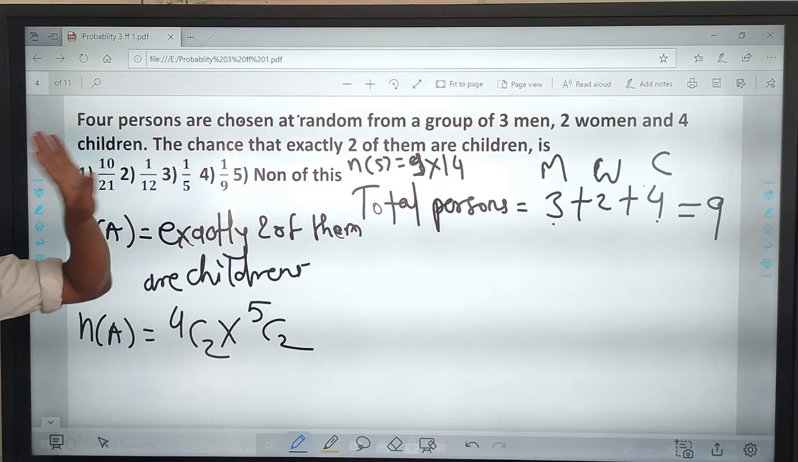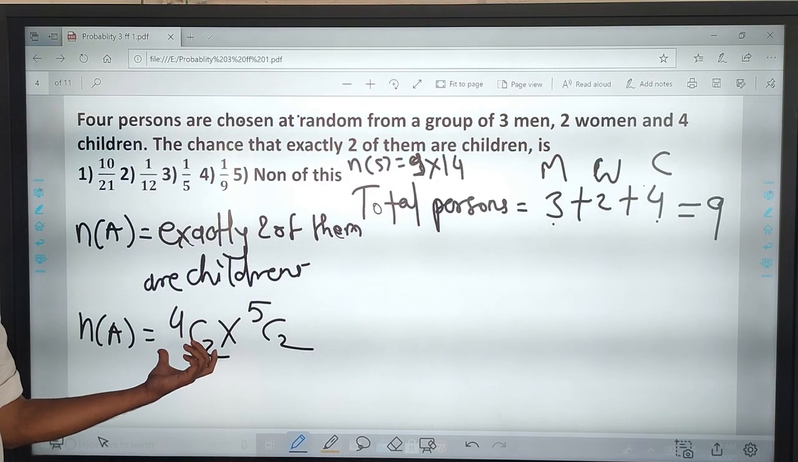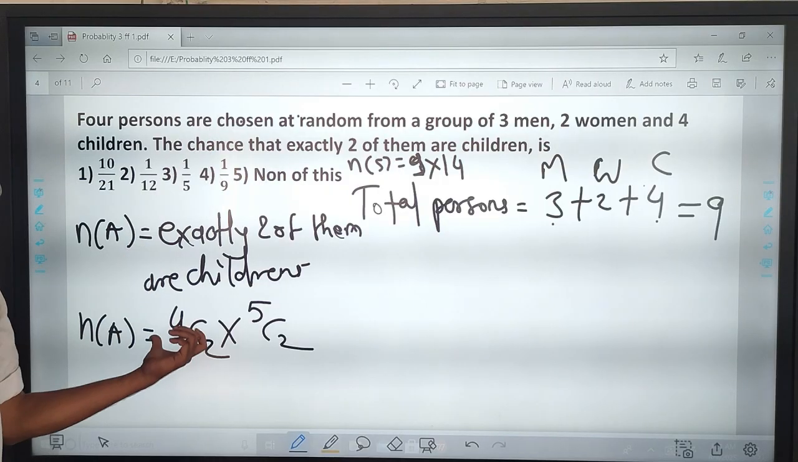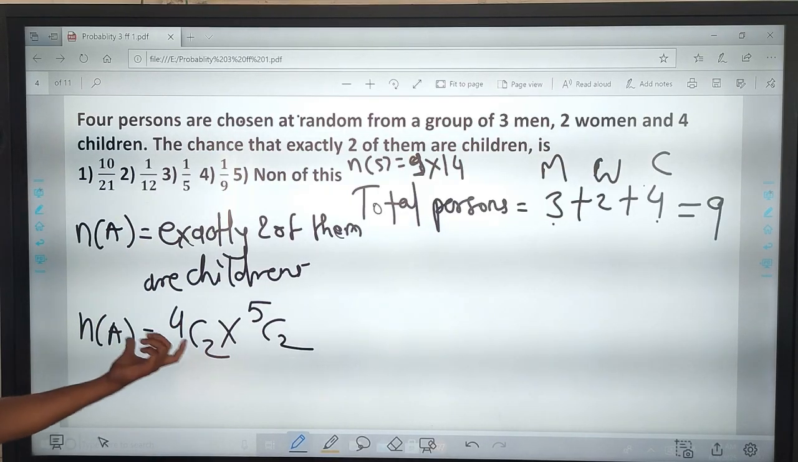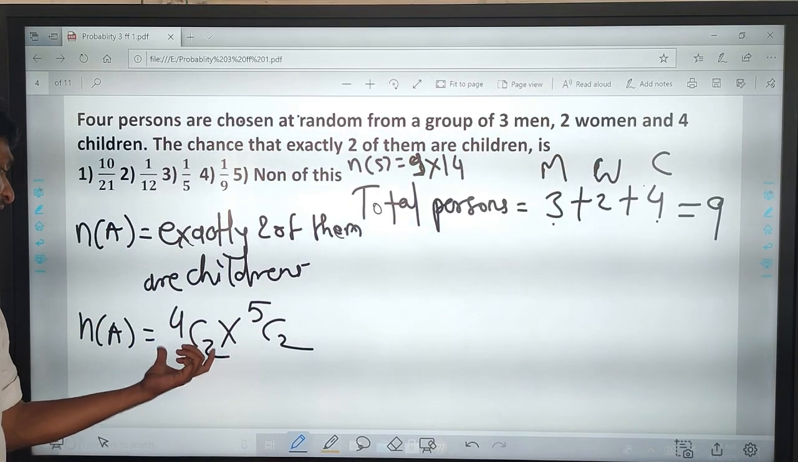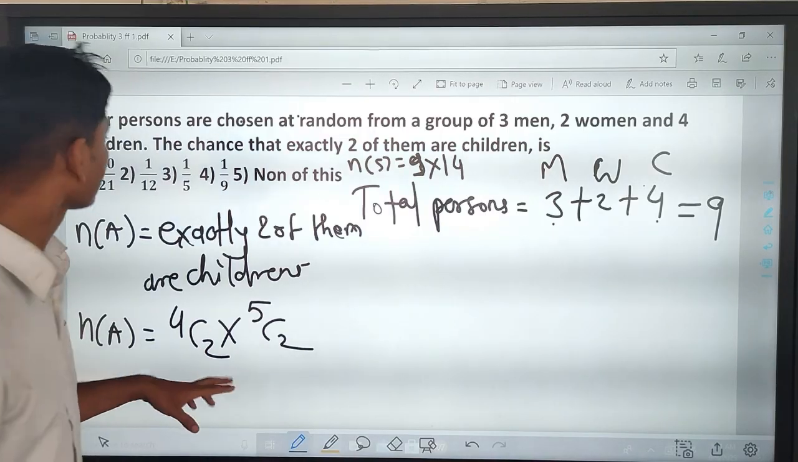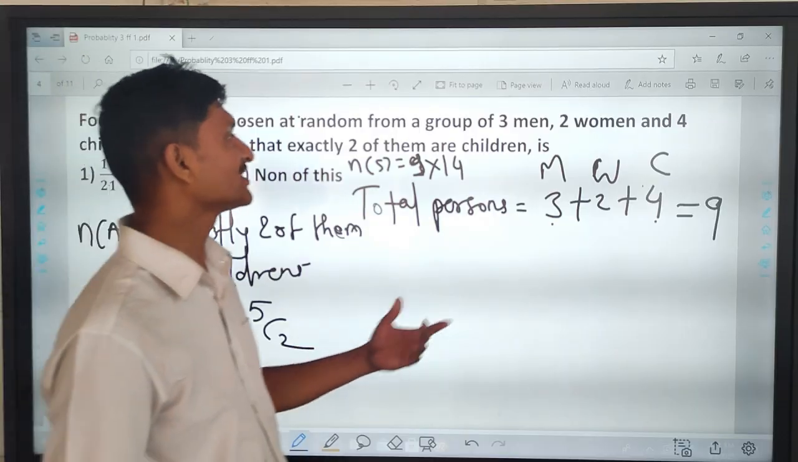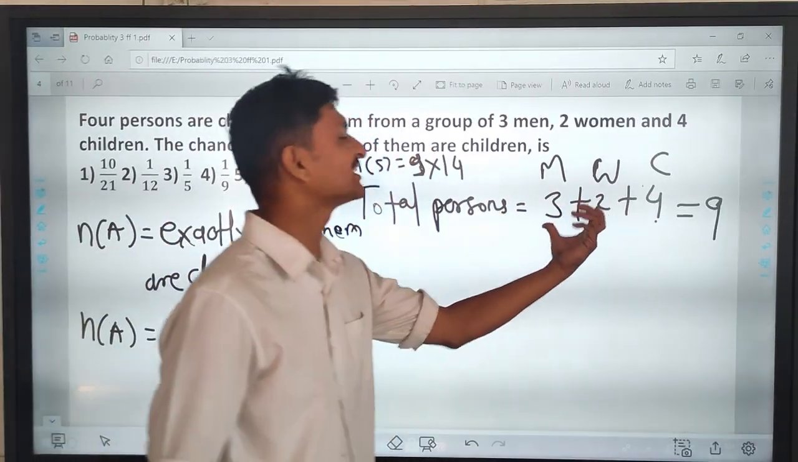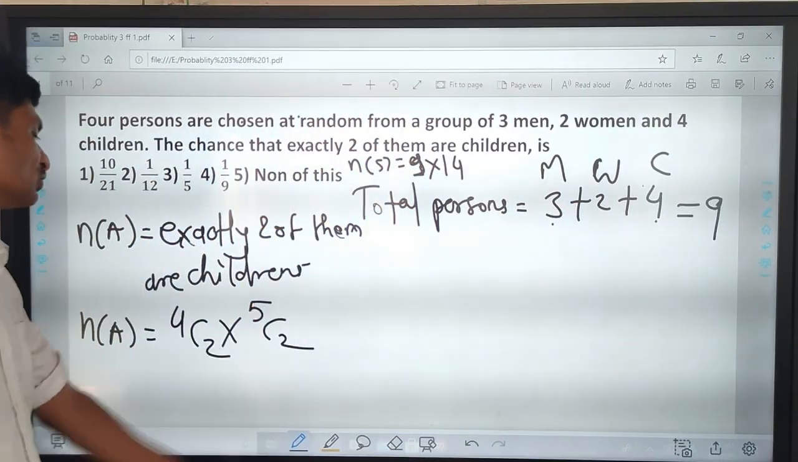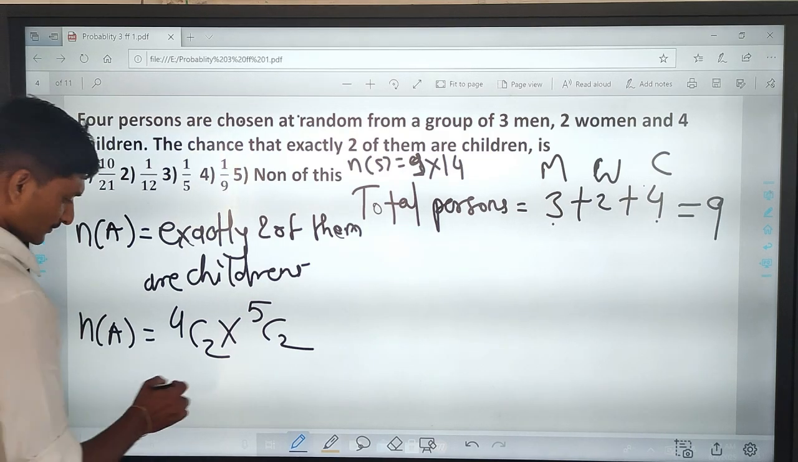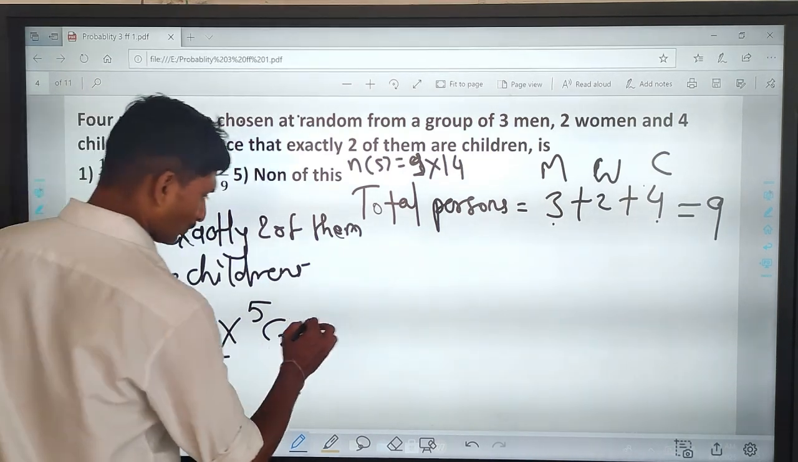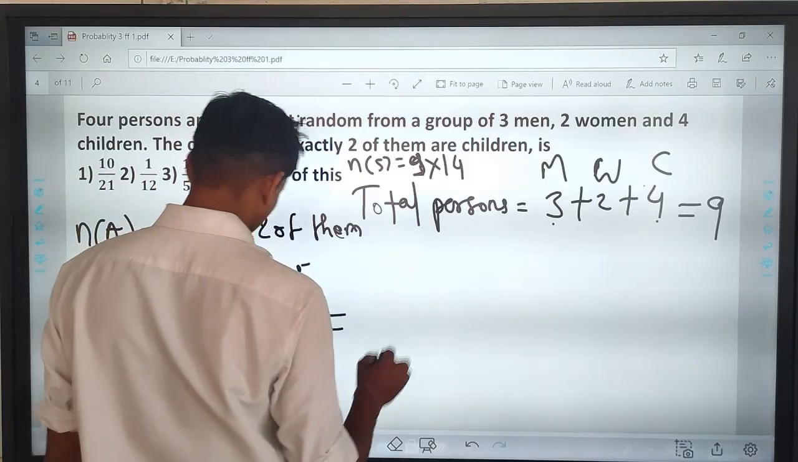Total selected persons are 4. There are exactly 2 children, means from 4 children we select 2 children by 4C2, into the remaining 2 are non-children, meaning men and women. Total men and women are 5, so 5C2. Here we find n of A.